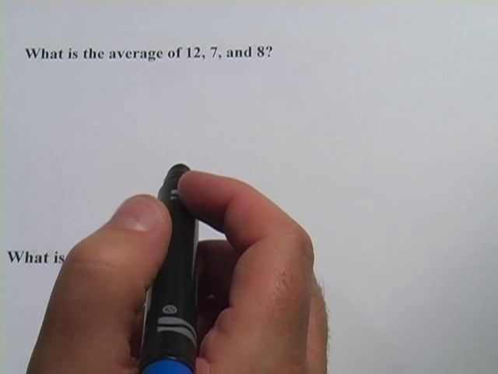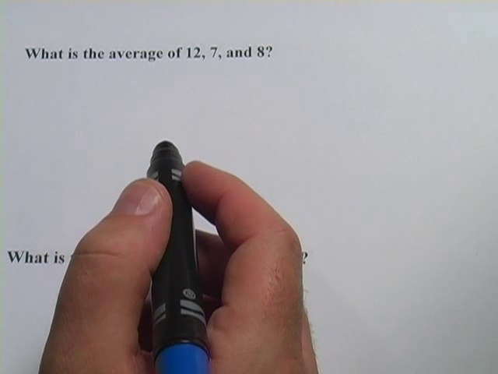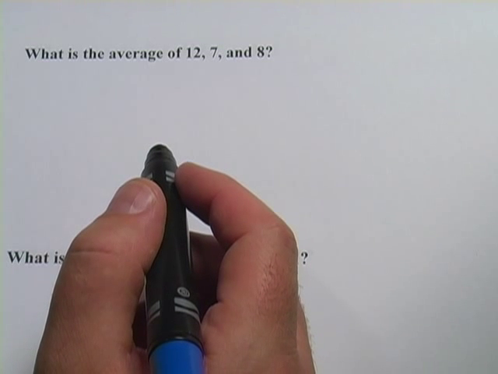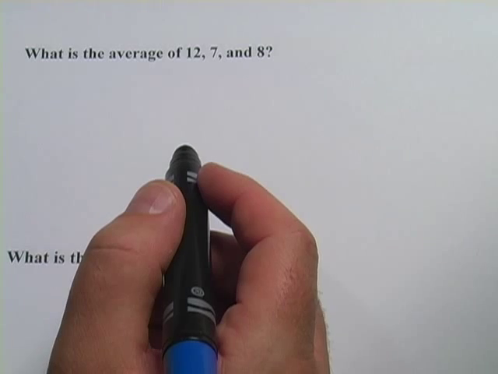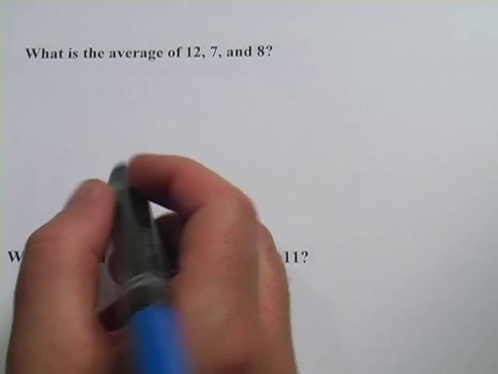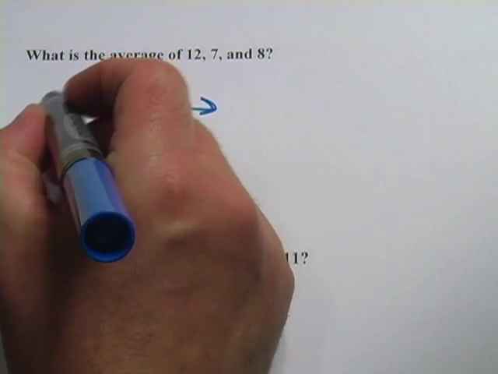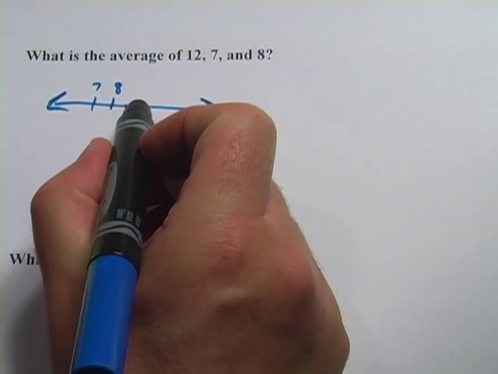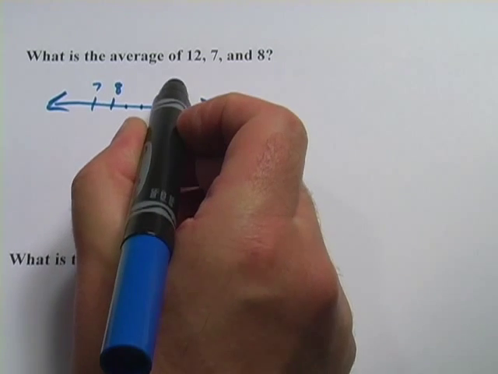In these problems, we're being asked to figure out the average of a group of numbers. And the average represents some point that's in the middle of this group of numbers. So if you were to stretch them out on a number line, say, here's 7, here's 8, 9, 10, 11, 12, there's 12.